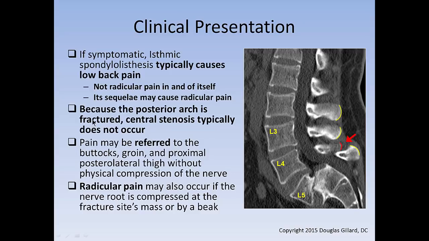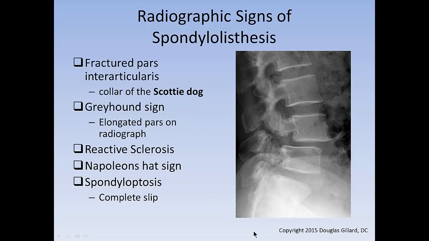Because the posterior arch is fractured, central stenosis typically does not occur. Is that a true statement? Yeah, that can be true. Now you may get some referred pain into the buttocks or groin from a spondylolisthesis, just like a disc or a facet or the SI joint. The fracture site can refer pain as well, but it's not going to go below the knee.